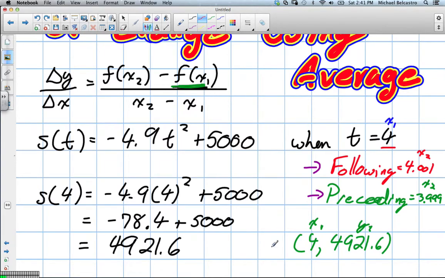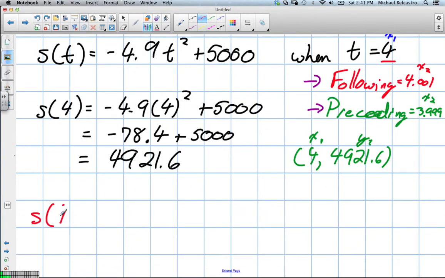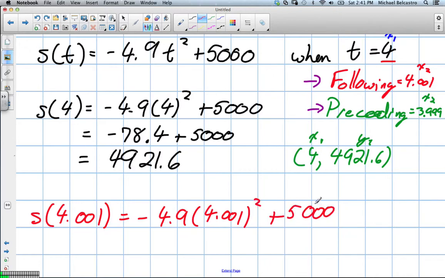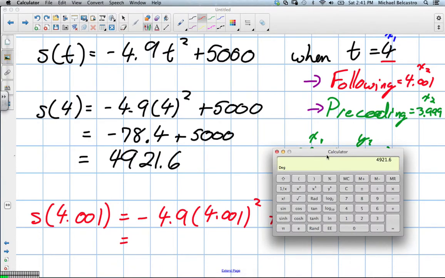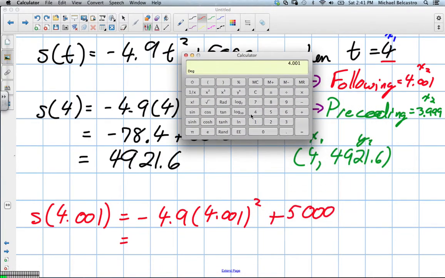Now we're going to solve for following that. So in other words, s at 4.001. We can always get even closer. Is equal to negative 4.9 times 4.001 squared plus 5,000. We don't want to round, because if we round, we're going to end up with the same values as before. So we're going to plug this all into our calculator in one shot: 4.001 squared times negative 4.9 plus 5,000.